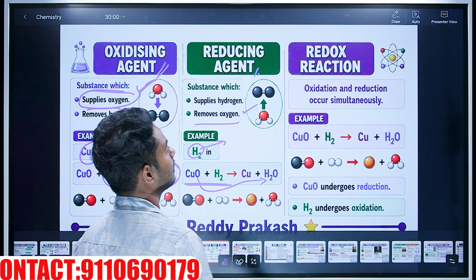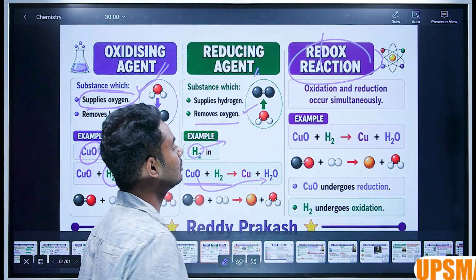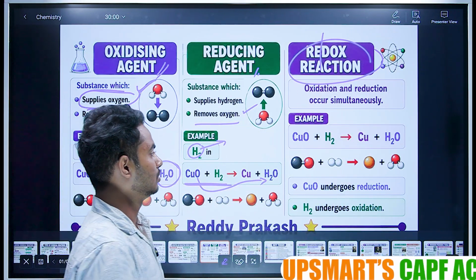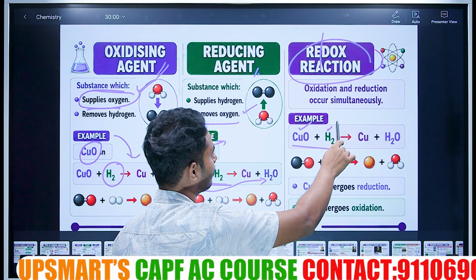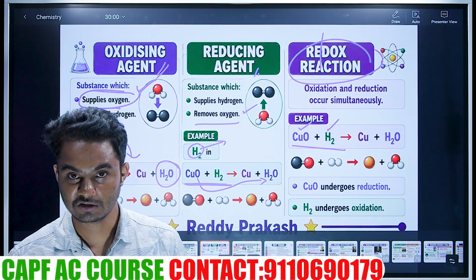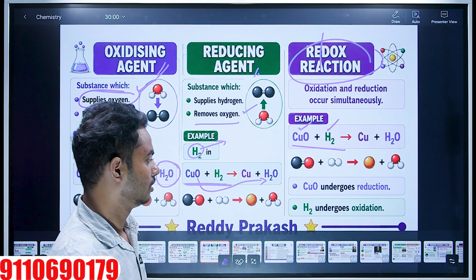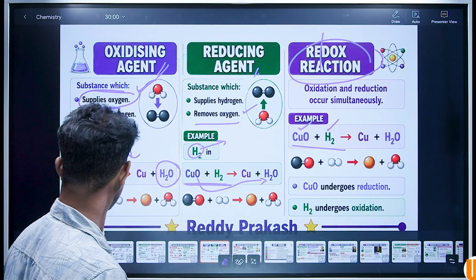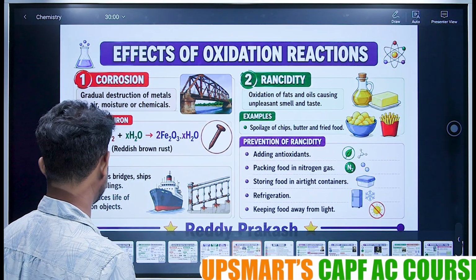Second one, redox reaction, meaning both reduction and oxidation is taking place. Same equation again. This is performing oxidation, this is performing reduction. So both is performing in the same reaction. This is an example for redox reaction. Easy.